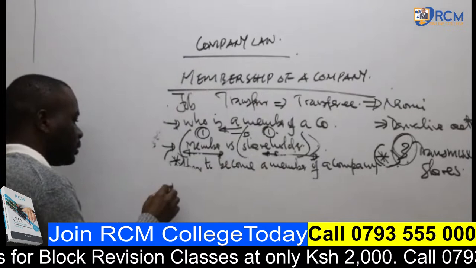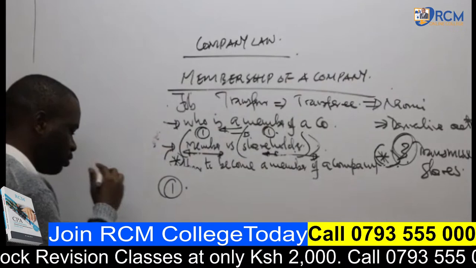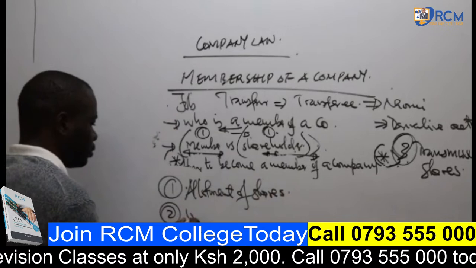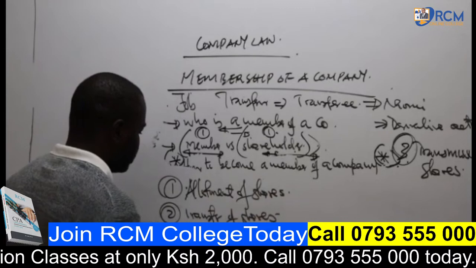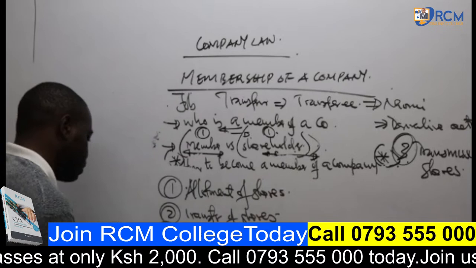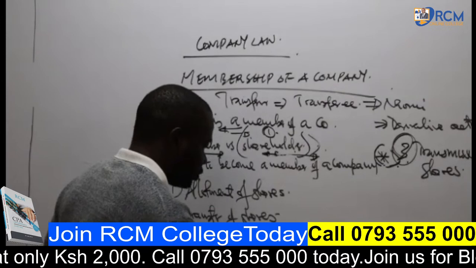So number one, how did you become a member of Safaricom? Number one, through allotment of shares. Number two, through what we call transfer of shares. Through what we call transmission of shares. Through what we call subscribing to the memorandum. Subscribing to the memorandum of association on formation of a company.